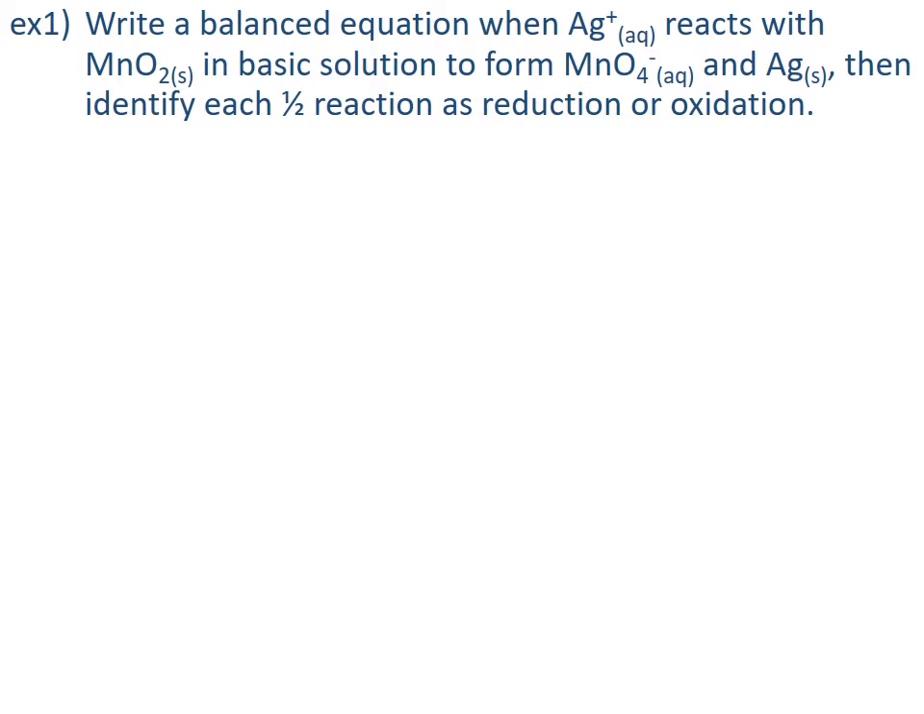Example 1, write the balanced equation when Ag+ reacts with MnO2 in basic solution to form MnO4- and Ag. Then identify each half reaction as reduction or oxidation. We have been asked to convert this to basic solution.